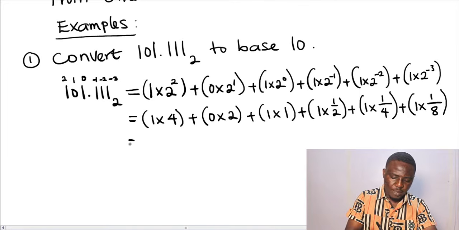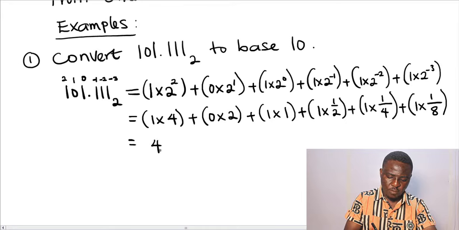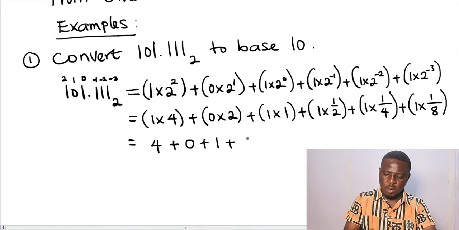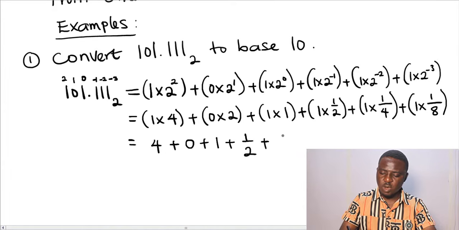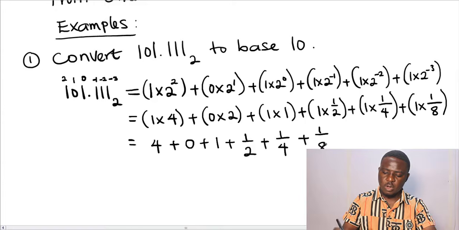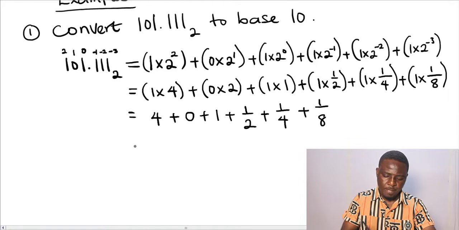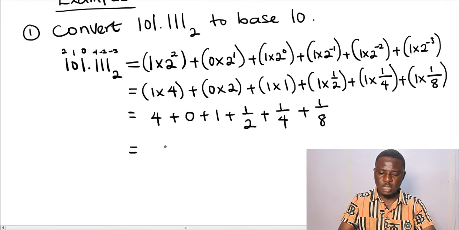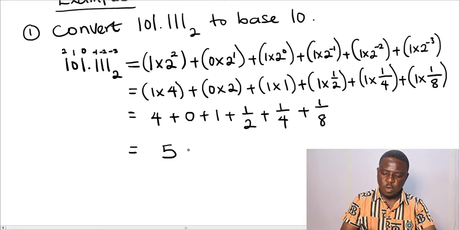I'll simplify further. This gives us 1 times 4 is 4, plus 0 times 2 is 0, plus 1 times 1 is 1, plus 1 times a half is a half, plus 1 times 1 quarter is 1 quarter, plus 1 times 1 over 8 is 1 over 8. Simplifying further, 4 plus 0 plus 1 is 5. That is for the whole number part, plus our fraction.